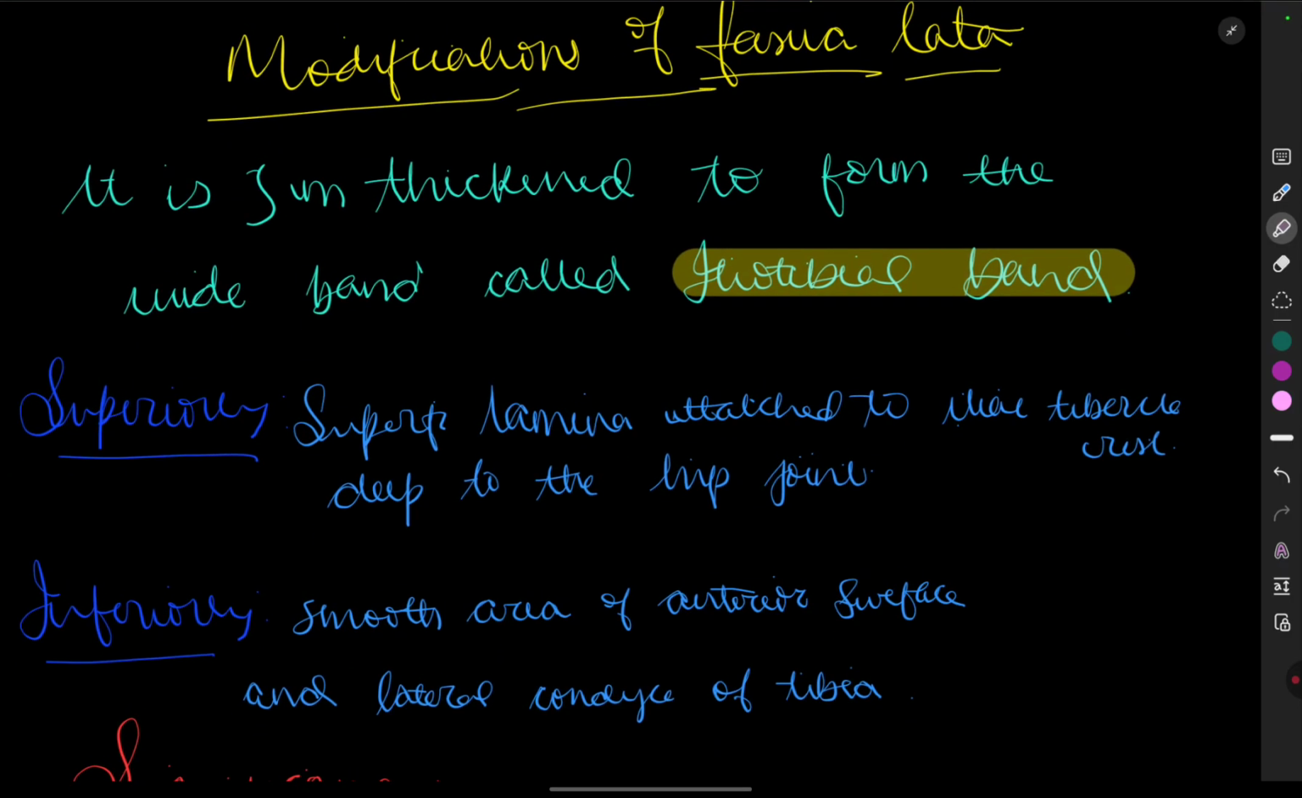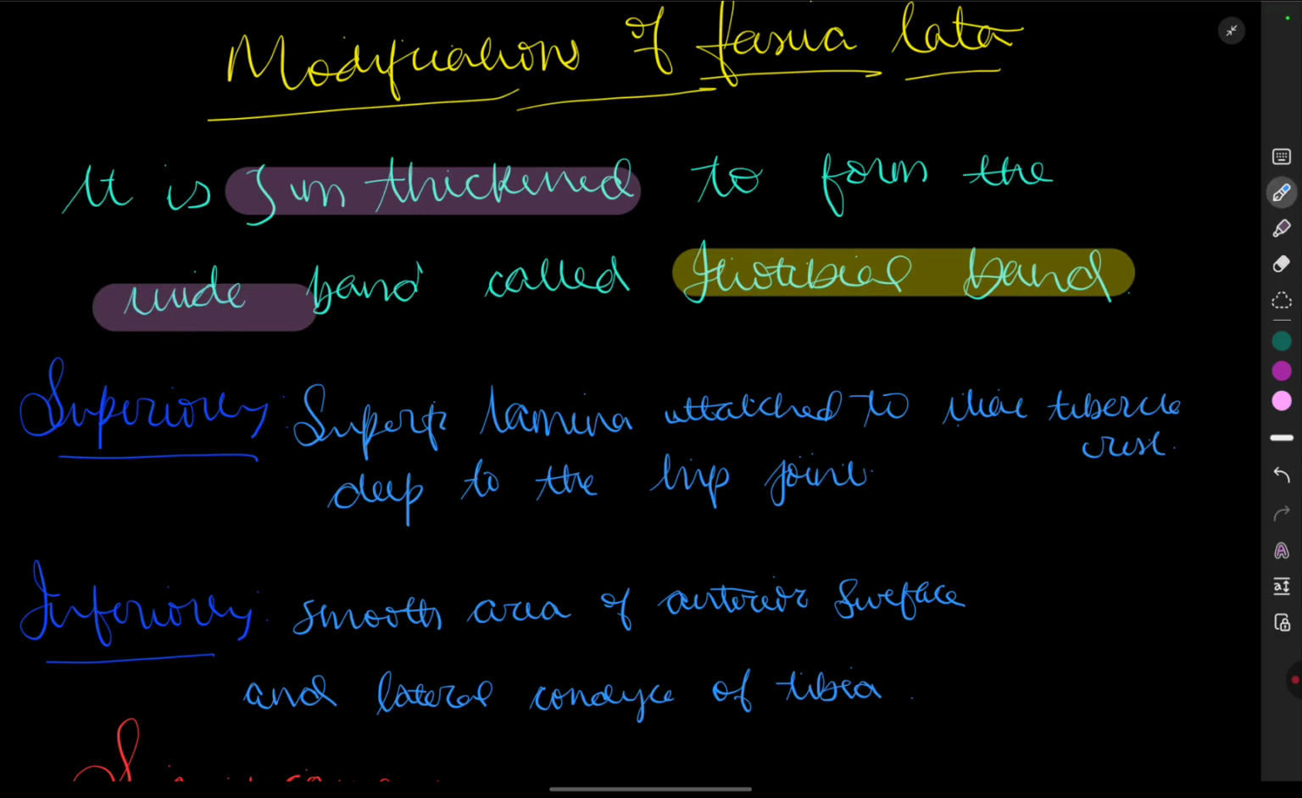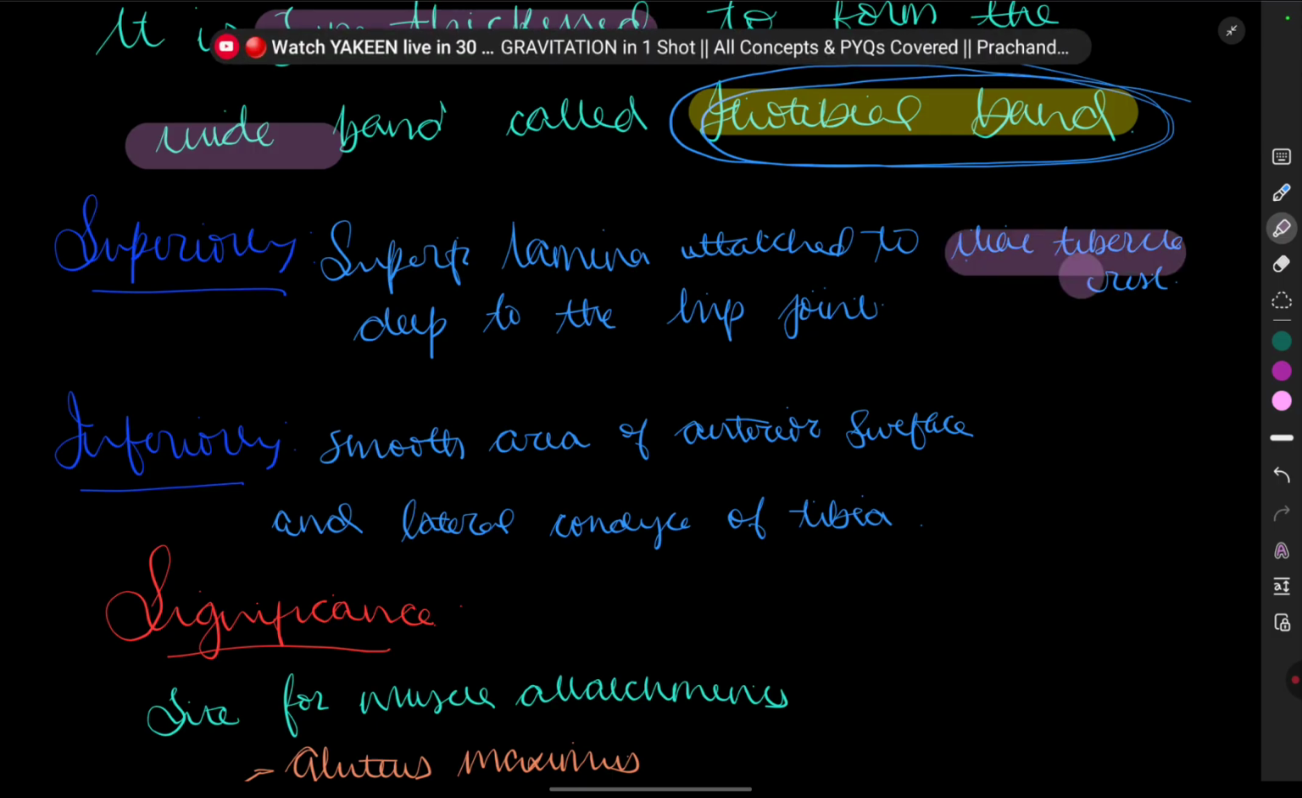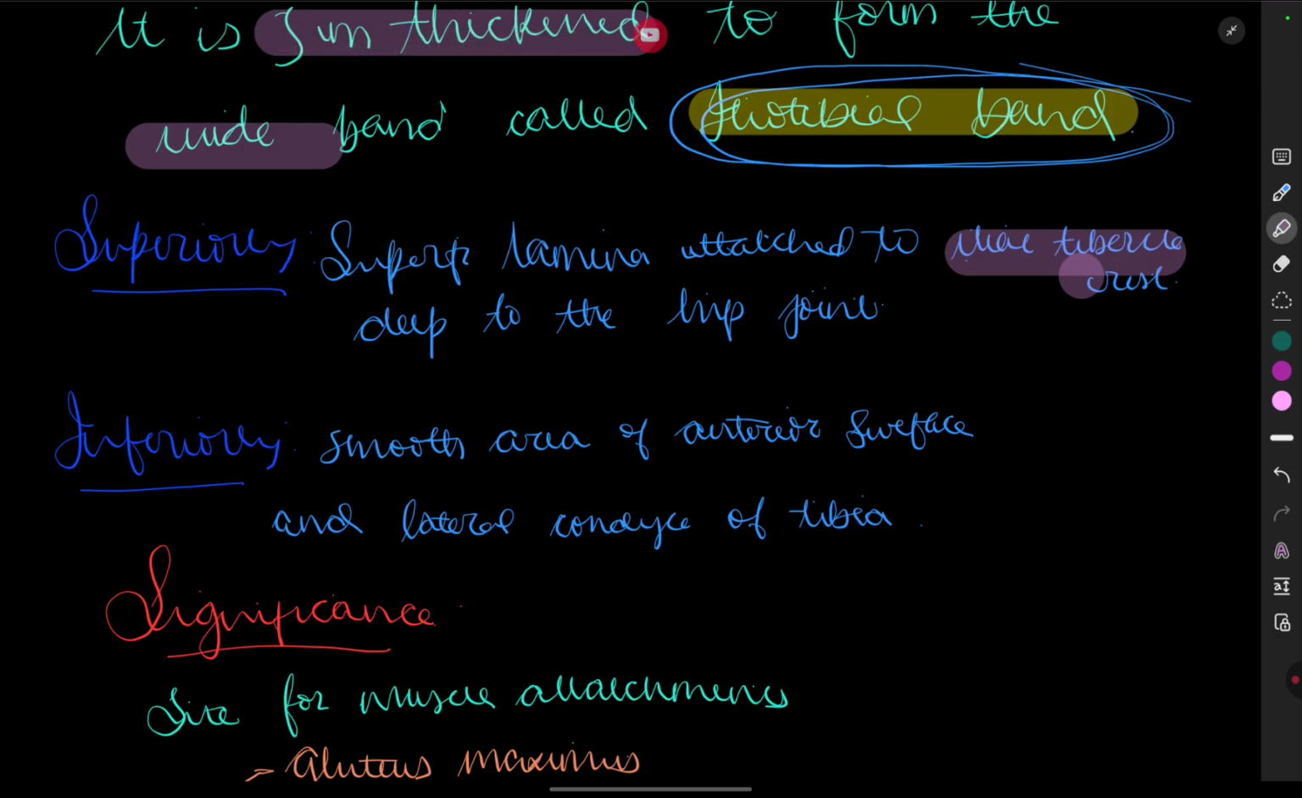If the attachments are clear, let's move to the next part, the modification of the fascia lata. The fascia lata is modified: it thickens to about 5 centimeters to form a wide band, which is called the iliotibial band. Now it again has attachments. Superiorly, the superficial lamina is attached to the iliac tubercle, or the crest of the iliac tubercle, and the deep lamina is attached to the hip joint.